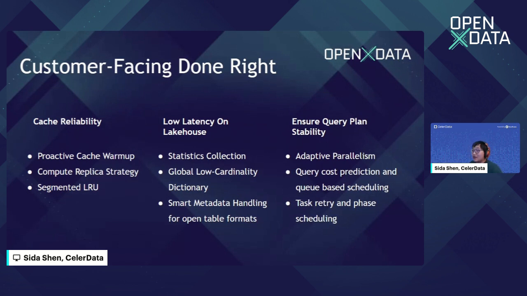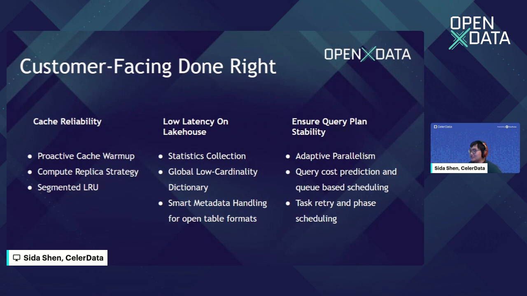So we built a proactive cache warm-up to make sure that even your first query is fast, right? And we also have compute replicas for cache to make sure that even if your instances fail, one of your compute nodes fails, right? You have another copy of the cache to fall back to, to ensure the best possible performance. And also segmented LRU to make sure that a single big query scan is not going to invalidate all of your hot data in your cache, right?